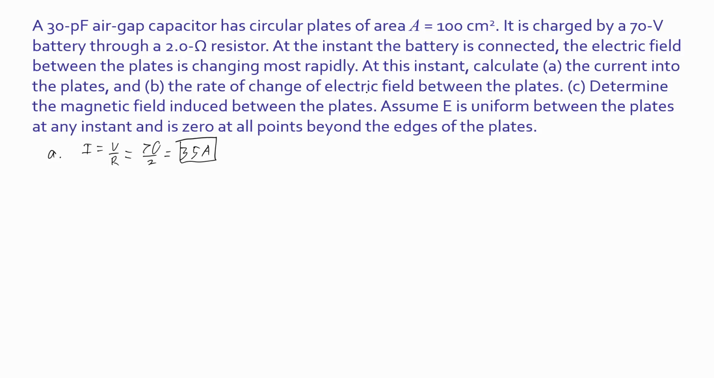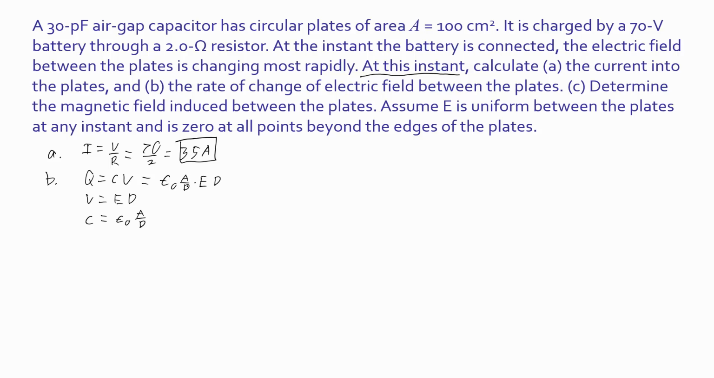Part B, we want to find the rate of change of the electric field. This is still applying to that instant, so we want to find the initial rate of change of the electric field. So we're going to start out by saying, well, I know Q is equal to CV, and I know V is equal to ED, and I know that C is equal to epsilon naught A over D. So if I plug all of those things in, I'm going to get epsilon naught A over D times ED.